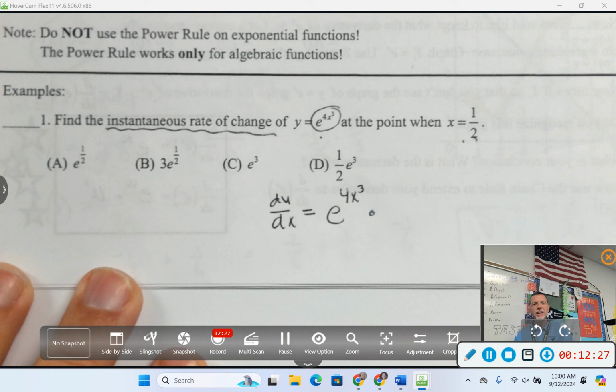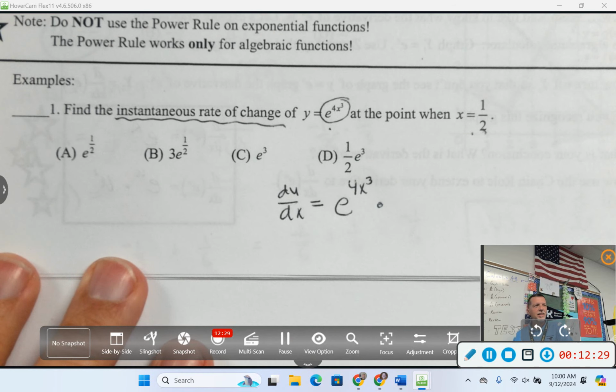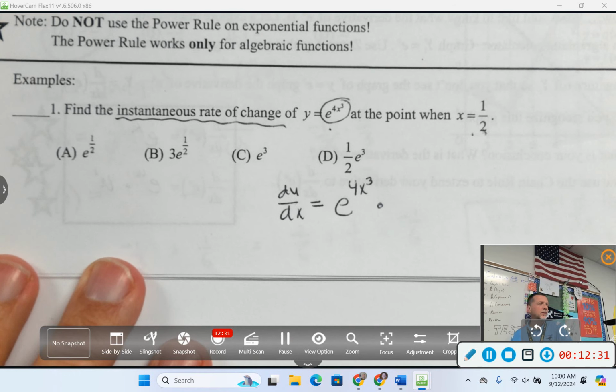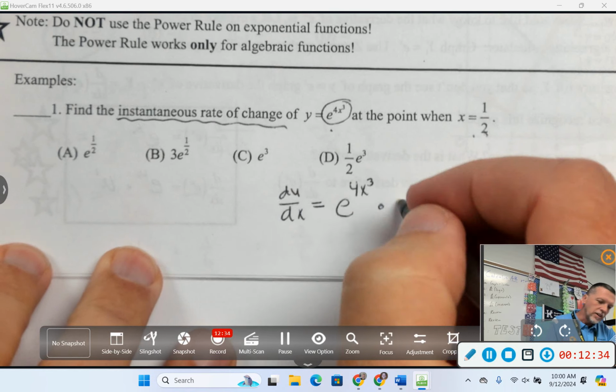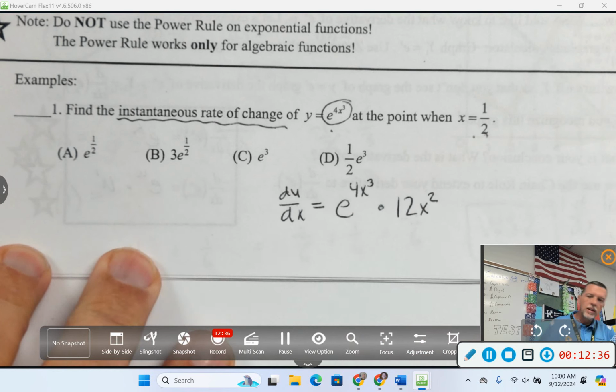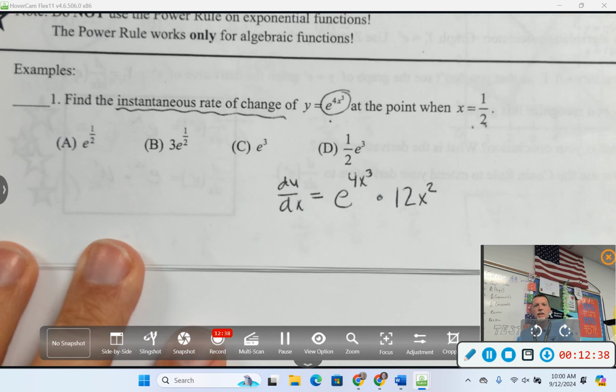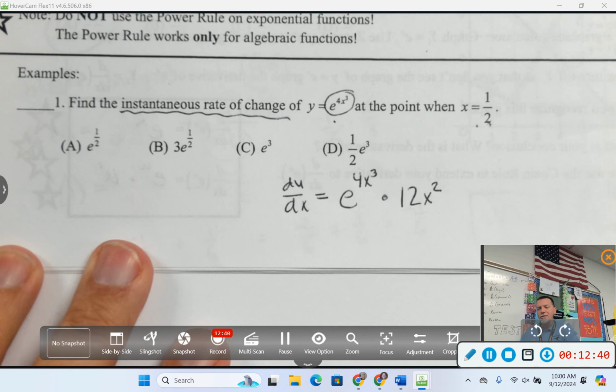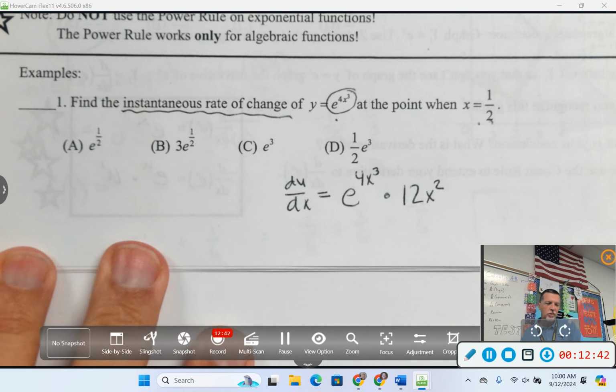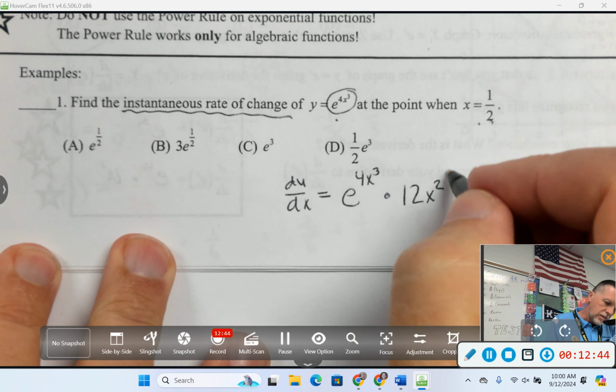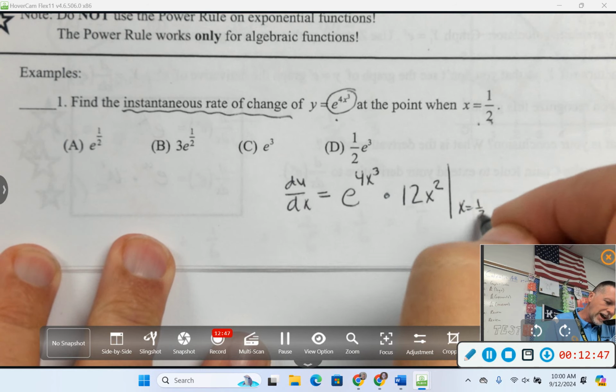There's one more piece to that. What else do I need on that? The derivative of the exponent. So that would be 12x squared. So the derivative part is super easy because you don't do anything, but don't forget the chain rule. And we want to evaluate that at 1/2.